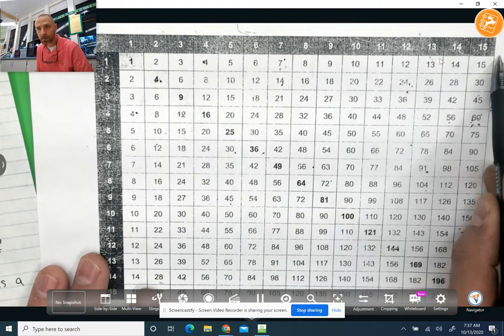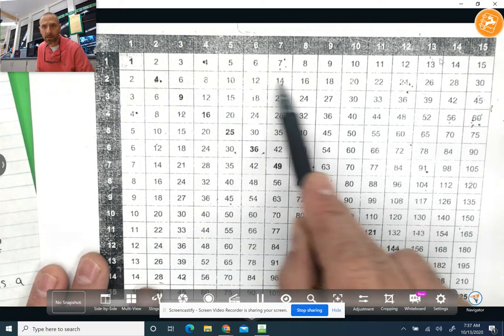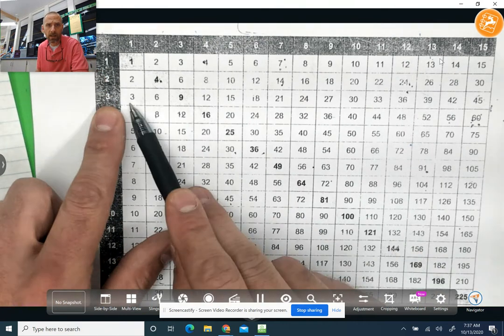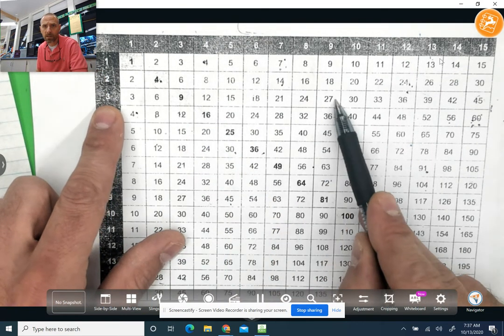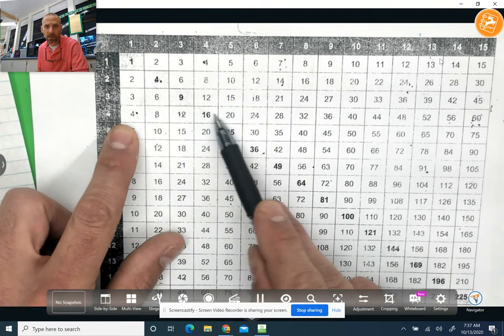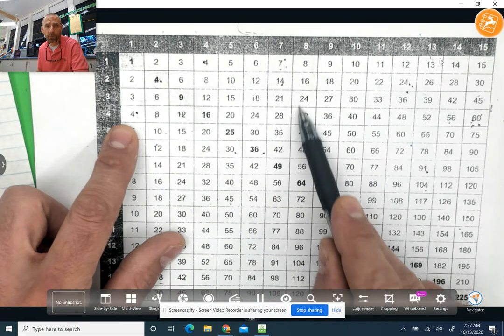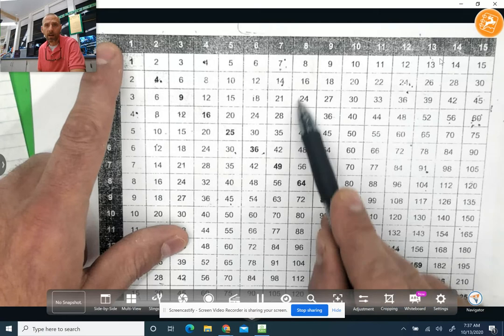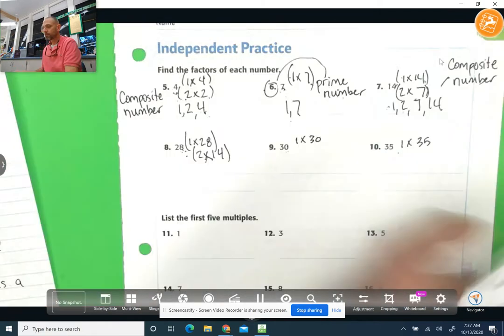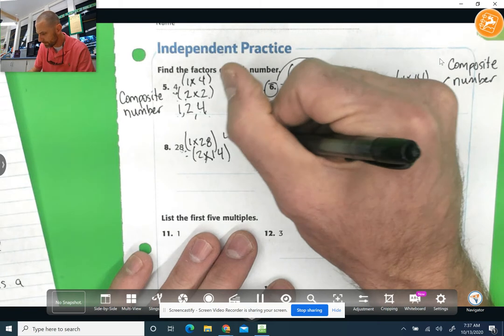Scanning for a 28. Didn't see it. Oh, there's a 28, but that's that 2 and 14 we just got. 3, 6, 9, 12, 27. Yeah, no 28. Come down here. Ooh, there's another one. 4 times 7 is 28. Another factor pair. Woohoo.